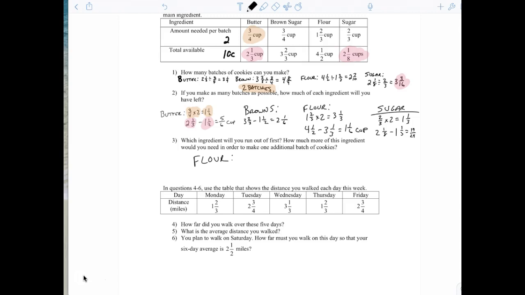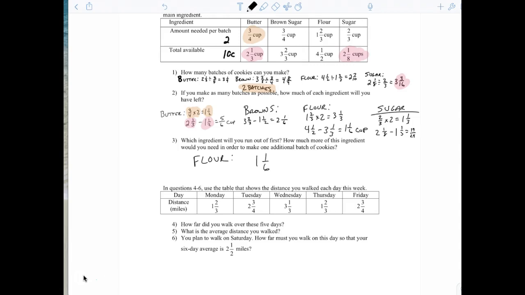Wait a minute. It says... I know, but then you make them so that you can subtract. We're using a calculator. Yeah, that's what I'm saying. We're using a calculator. So tell me again, what would I do? How much flour do I have left? You have 1 1/6. I have 1 1/6 cup of flour left.